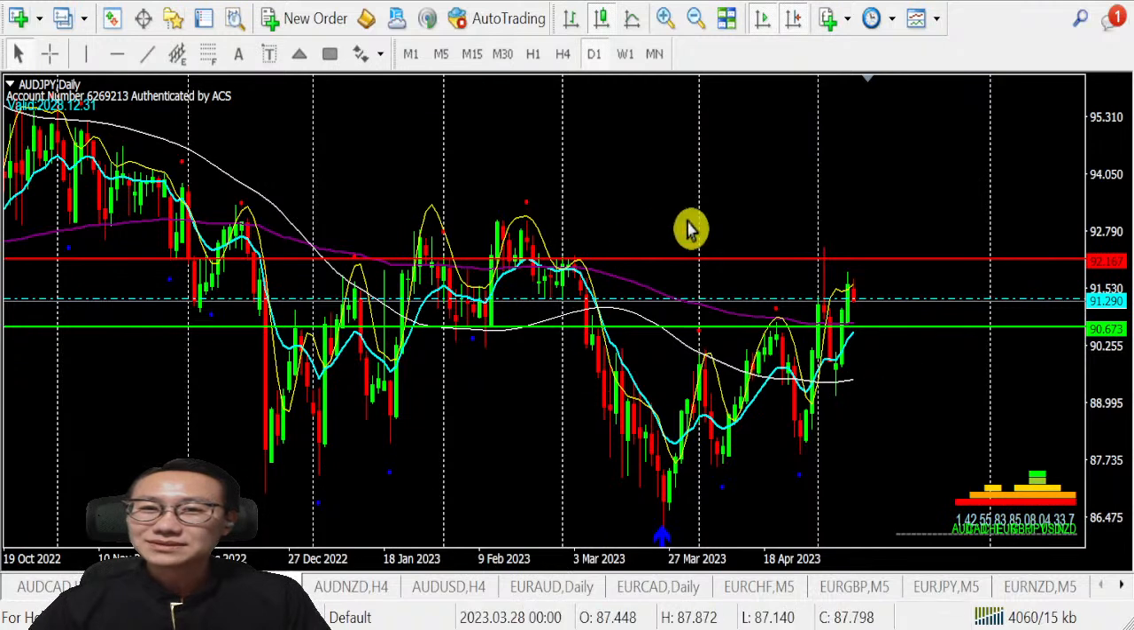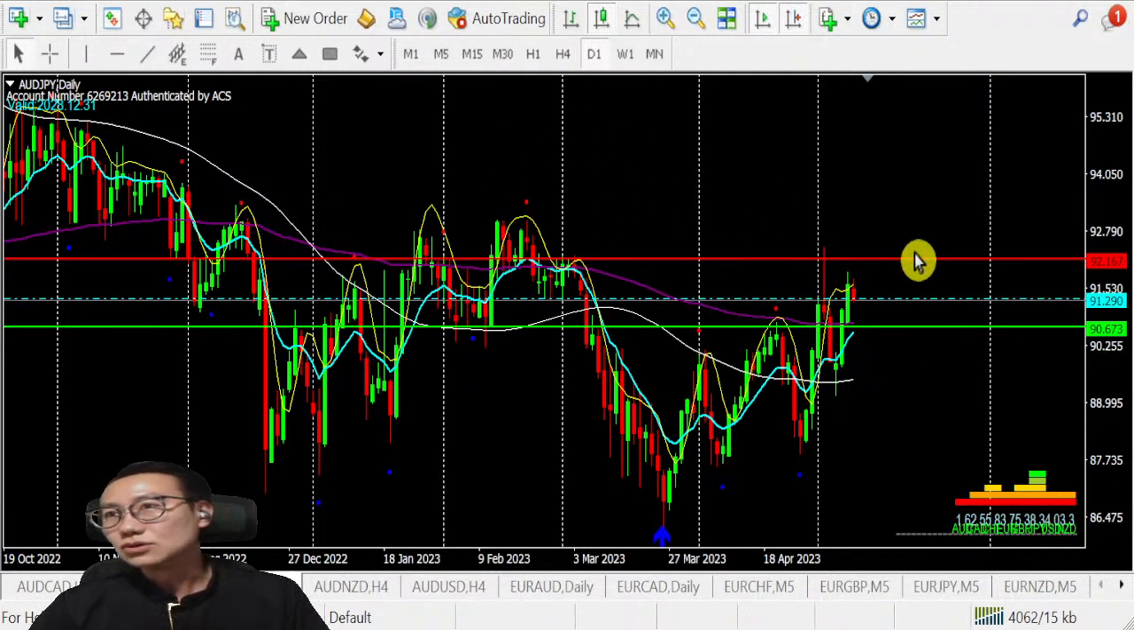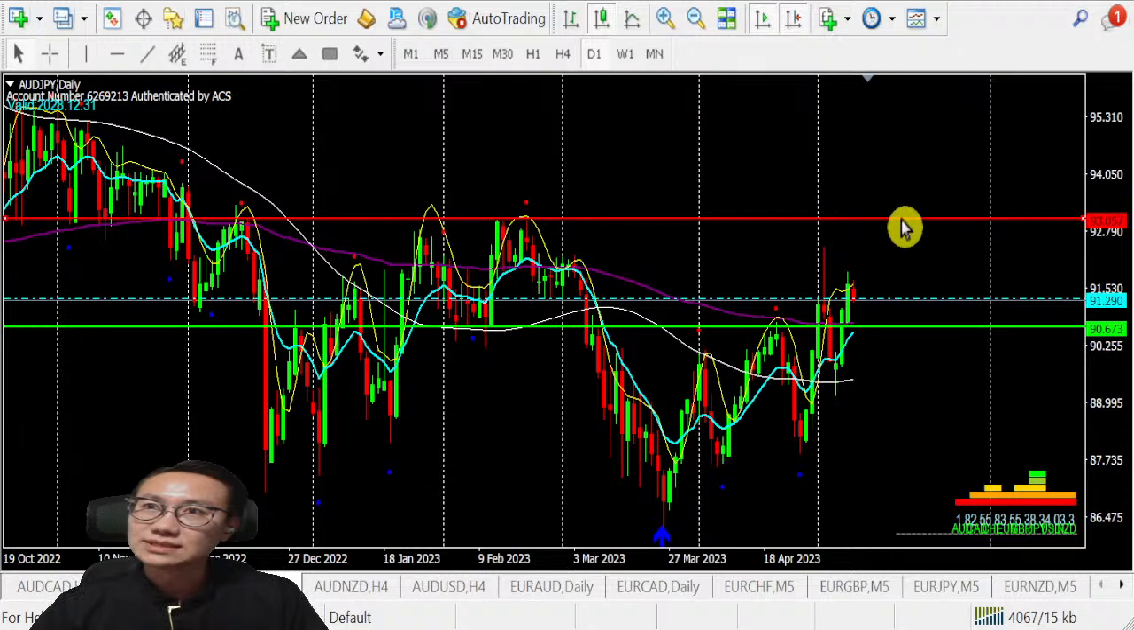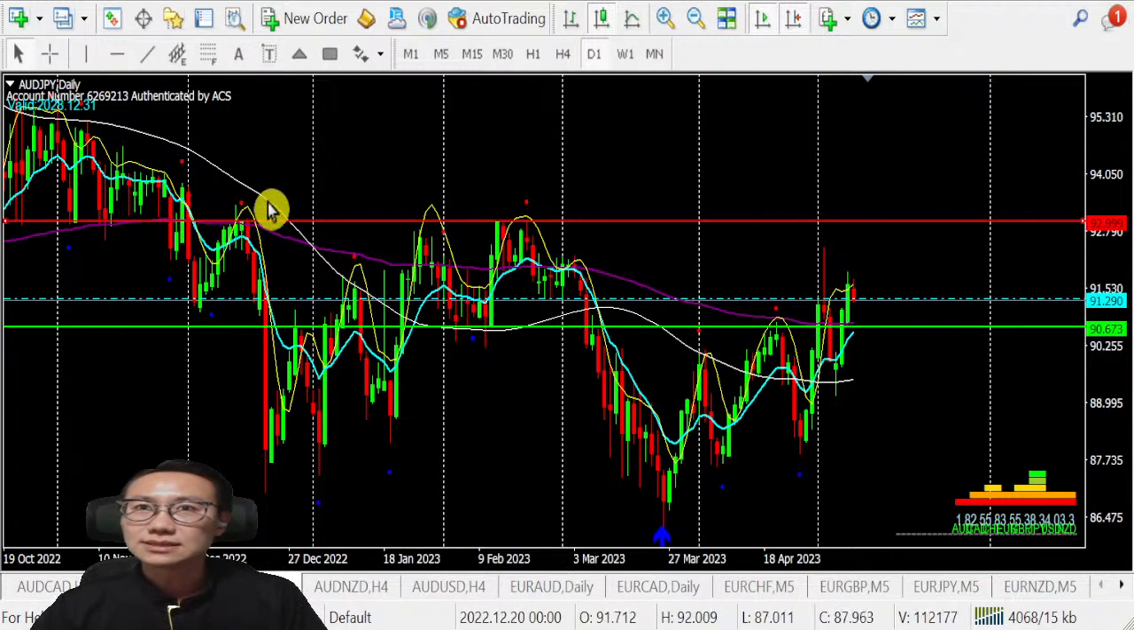Aussie yen, all right, Aussie yen over here. Today looks like the Aussie is pretty weak, because I think Aussie has come to a point where it's coming near the resistance level. Let's look at this resistance level up here first. As we can see, this level over here, they actually resisted and came back down.